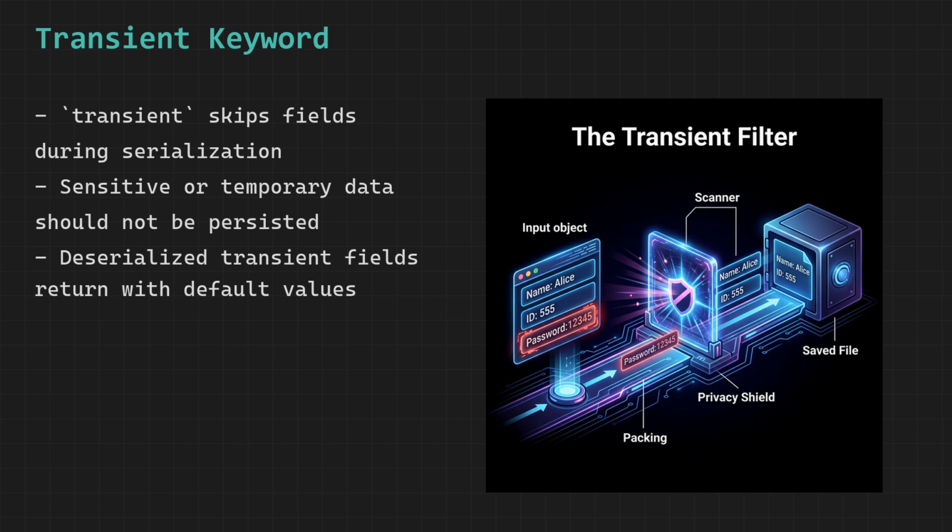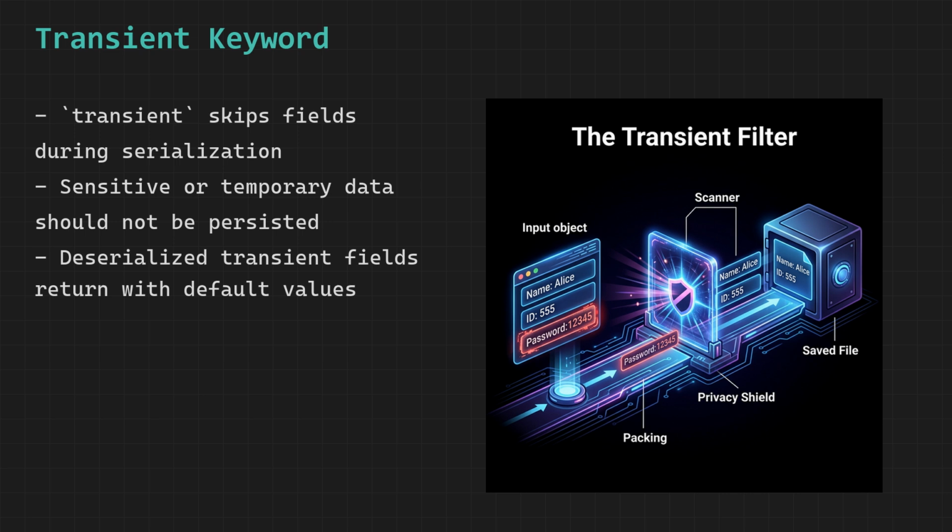By marking a field with the keyword transient, you are giving Java a clear instruction to skip that field during serialization. When Java is converting the object into a stream of bytes, it will simply ignore any field marked as transient and not include it in the output. The field exists normally in memory while the program is running, but it is never written to the file.